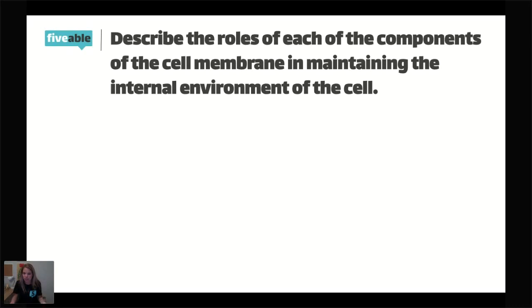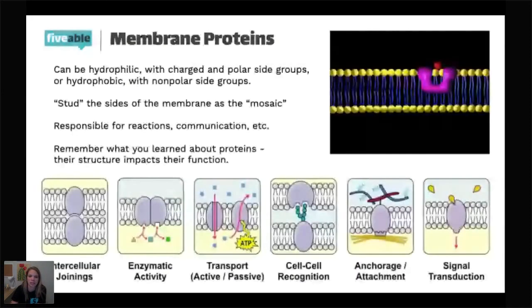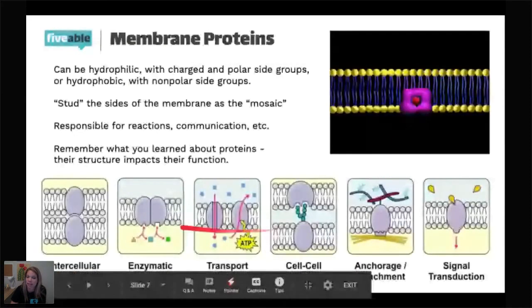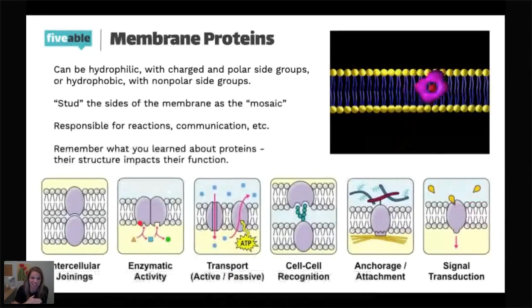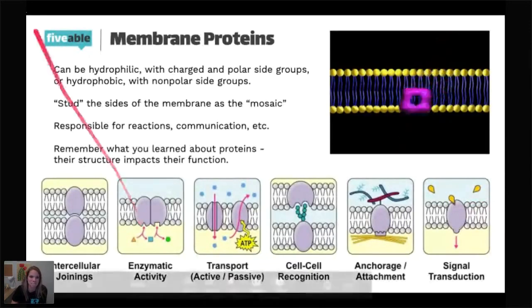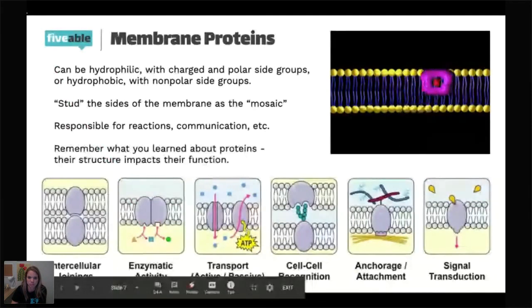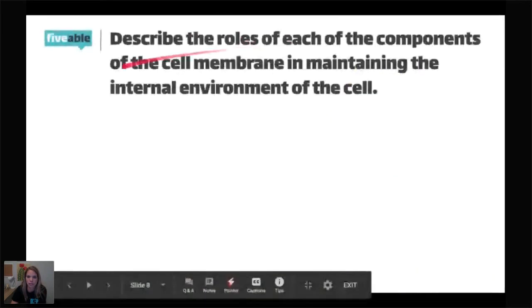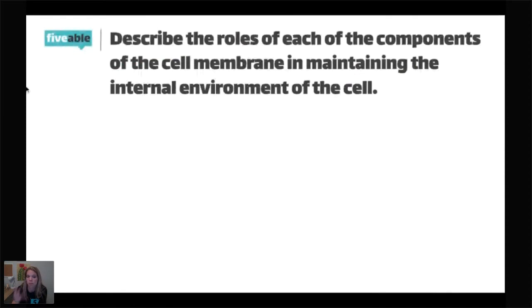What happens if your cell gets too hot? What if the temperature rises too much? Proteins break down, they denature. Very good. And then all of these proteins are suddenly the wrong shape and they can't do their job anymore. Maybe they can't bring in food, maybe they can't bring in water, and then the cell shrivels up. That would be a problem. So the cool thing is components of your cell membrane maintain that internal environment. They prevent problems from happening.